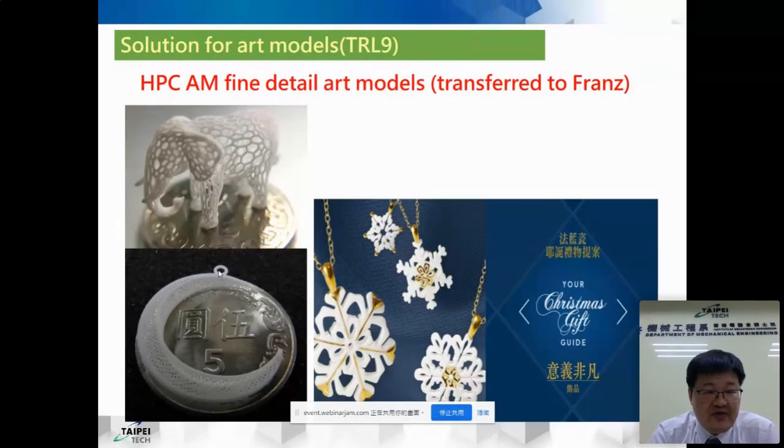And this high performance ceramic additive manufacturing system, we already transferred to Glass. It's a very famous cultural company. You can check on the internet, Glass. They sell ceramic objects at very high cost. It is a kind of art design, and they are using my technology to make their own parts.